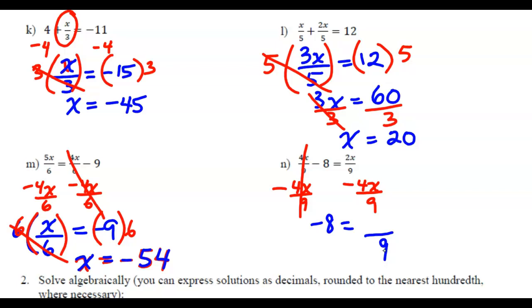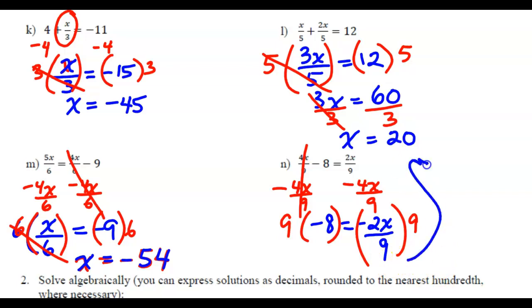Question? Yeah, just sign out at the front there. So 2x minus 4x is negative 2x. And again, get rid of that denominator. Denominators are a pain. So now that's 72 equals negative 2x.